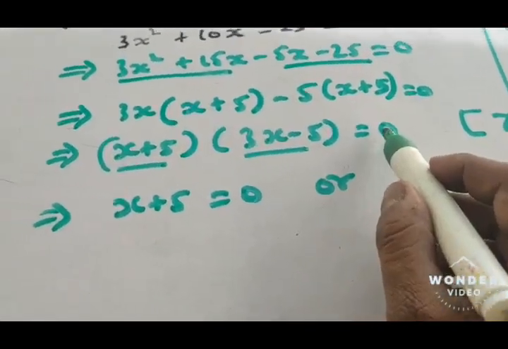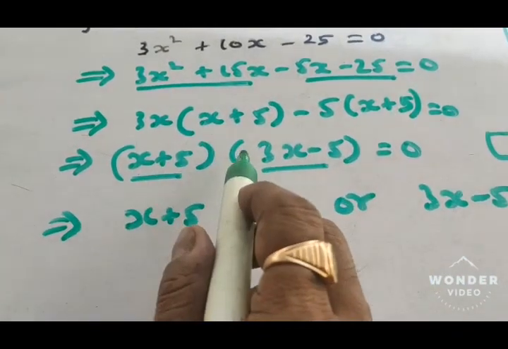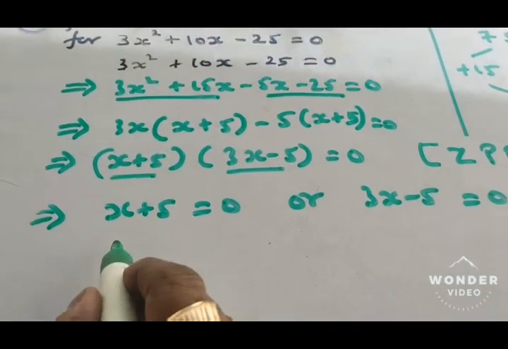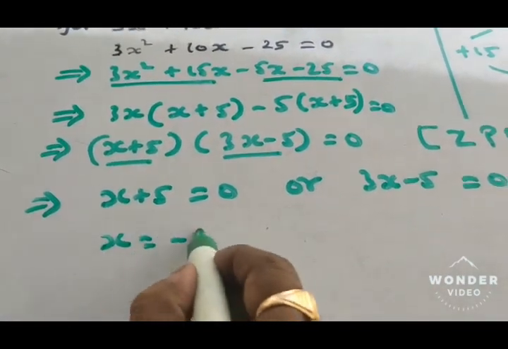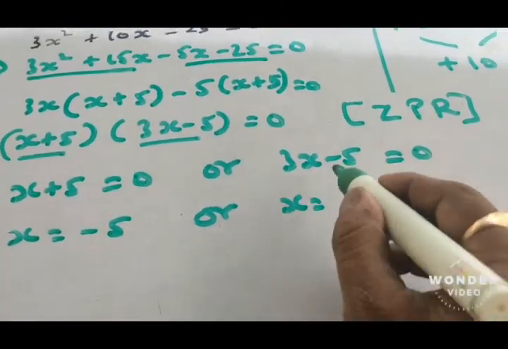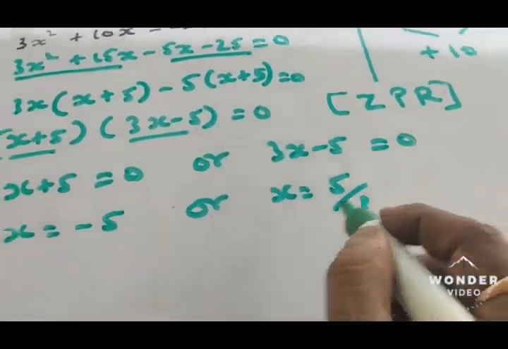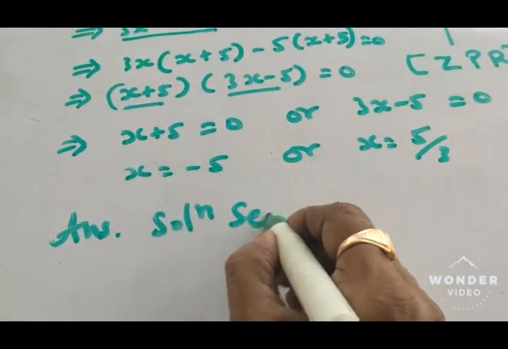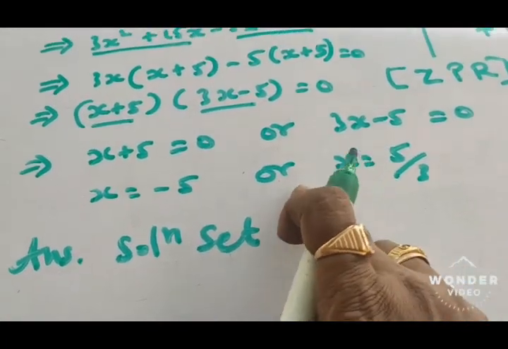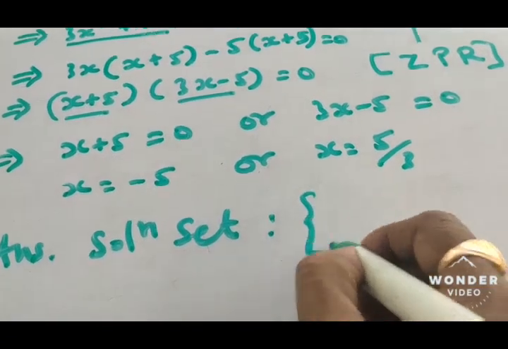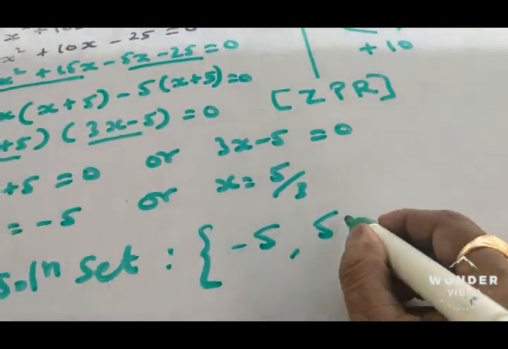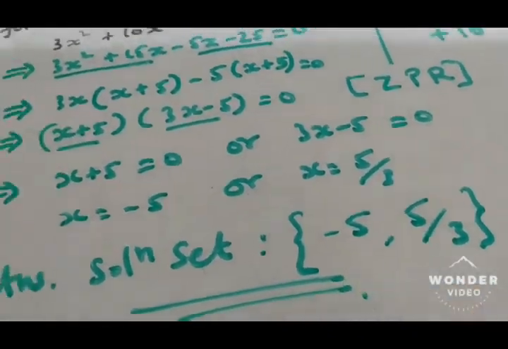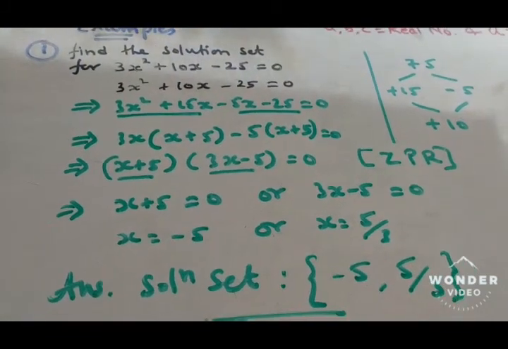So that means this 0 is related to both of the factors that are obtained through the factorization of this quadratic equation. That is the main important thing. We can find out the solution set related to this one. So x is equal to minus 5, or x equal to 5 upon 3, since minus 5 goes to the other side, it becomes plus, and 3 goes down. So the answer, solution set, you can write directly like this in curly brackets: minus 5 comma 5 upon 3. So this is the answer. This is how we write the solution set.